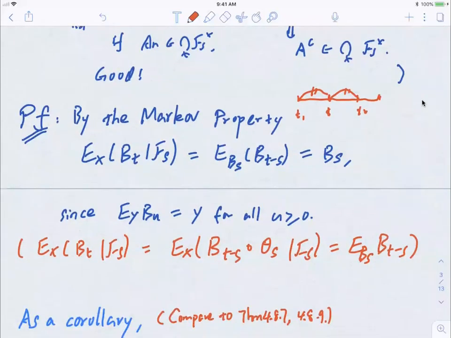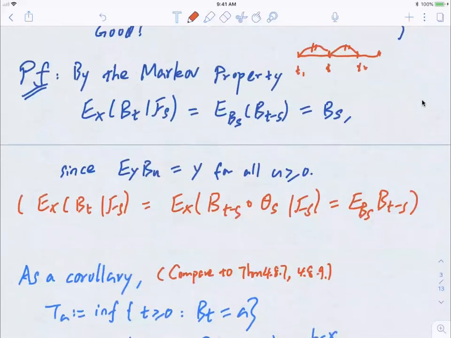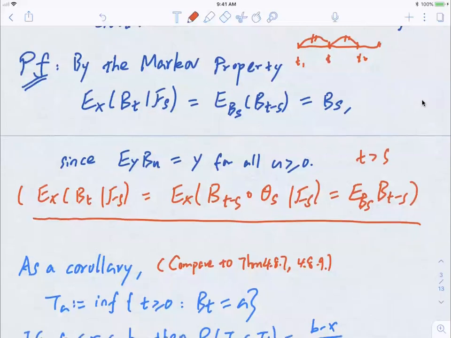But we need to say this clearly. So how to write this? Just one line. Maybe this line is better. We choose T bigger than S, and we want to show this equals this, and in the end it equals BS. So this is the martingale. We need to check this. So how to check that?